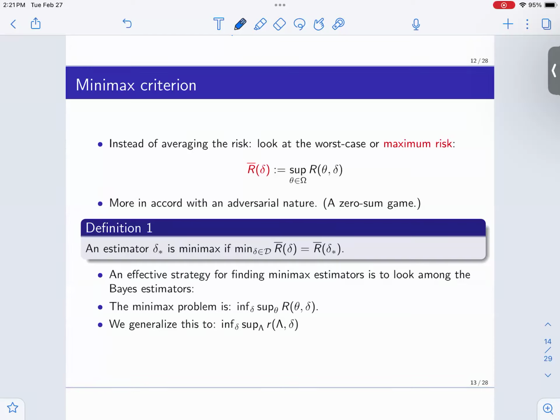The estimator that minimizes the maximum risk is called the minimax estimator. Formally it's something like this. It minimizes the maximum risk. And I want to talk about this and see what the connection is to Bayesian approaches. It turns out that you can find minimax estimators among Bayes procedures for particular priors. So you can say that the minimax rule is a Bayes rule for a particular prior.